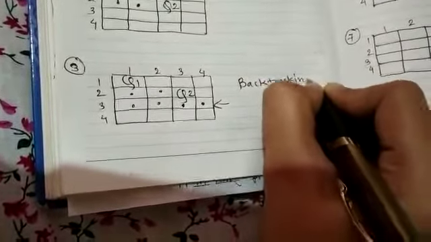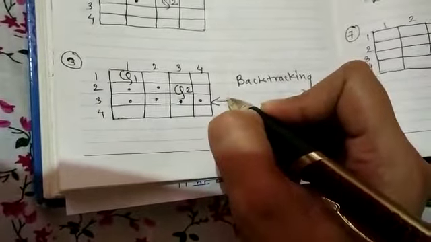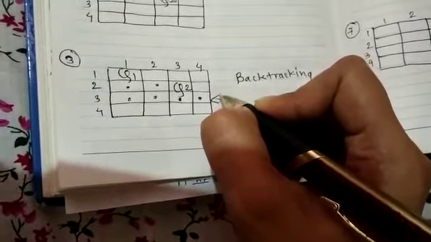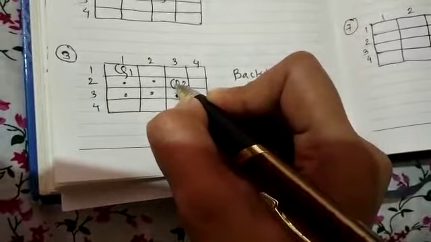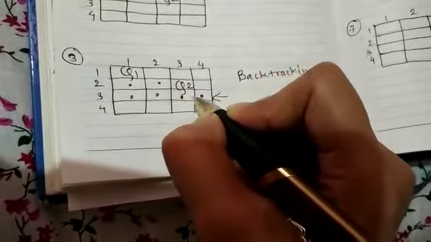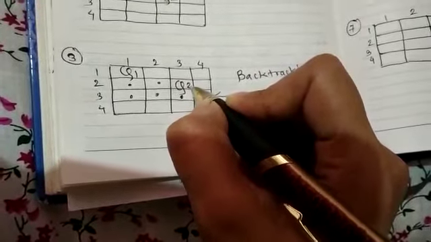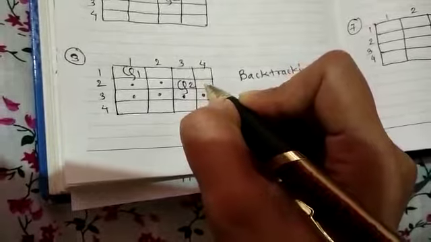So here we need to perform backtracking. So what does backtracking mean? We go to the previously placed queen. The previously placed queen was Q2. As we are not getting the right place for Q3, we will go back to Q2 and change the position of Q2.